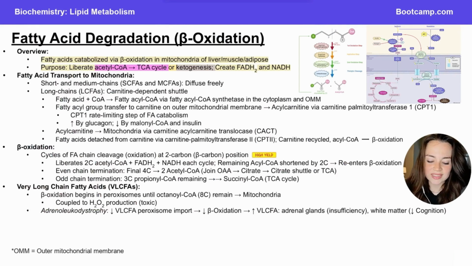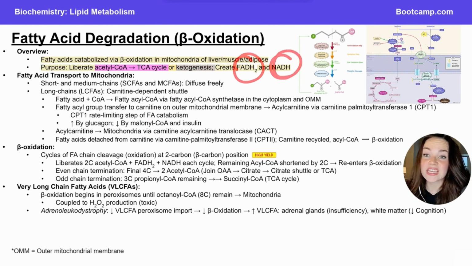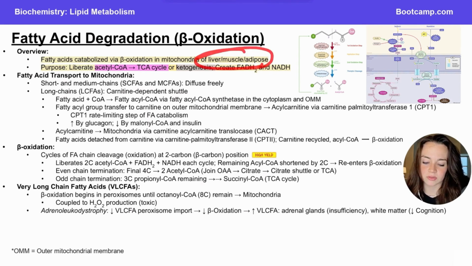So the goal of beta oxidation is to liberate acetyl CoA from those fatty acids to feed those processes, and then we'll also make FADH2 and NADH along the way. And if you'll remember, those were electron carriers for the electron transport chain, which is the cornerstone of aerobic metabolism and aerobic ATP production. So we said beta oxidation happens in the mitochondria of some of these peripheral tissues.